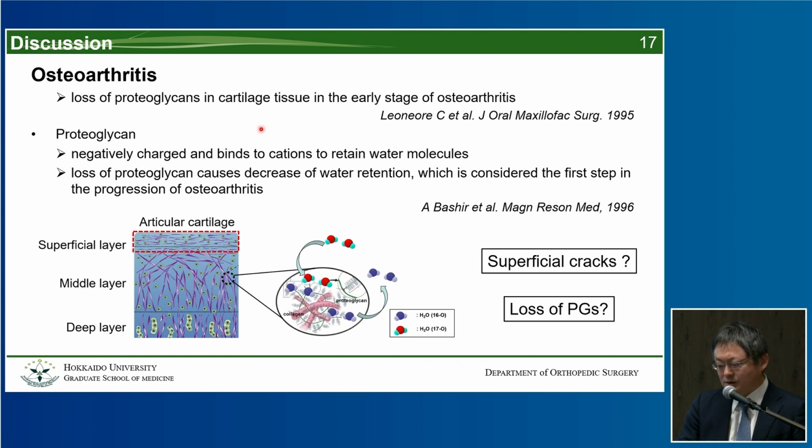In discussion, in osteoarthritis, there is a loss of proteoglycan in the cartilage tissue in the early stage of osteoarthritis. Proteoglycans are negatively charged and retain water molecules. Thus, the loss of proteoglycans causes decreased water retention, which is considered the first step in the progression of osteoarthritis. Our results suggested that the loss of proteoglycan in early OA could be a cause of increased 17O concentration.